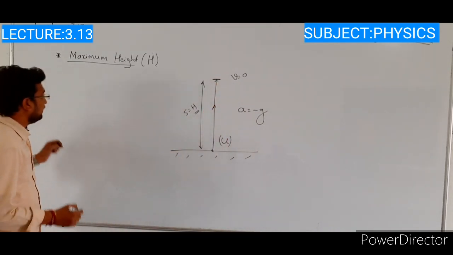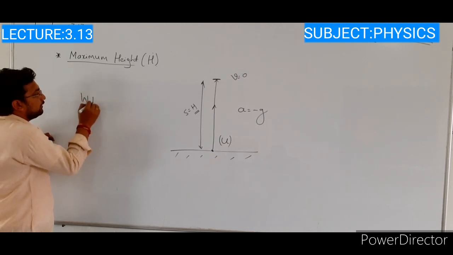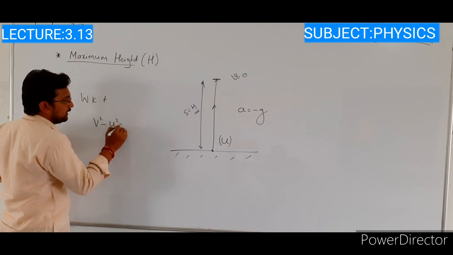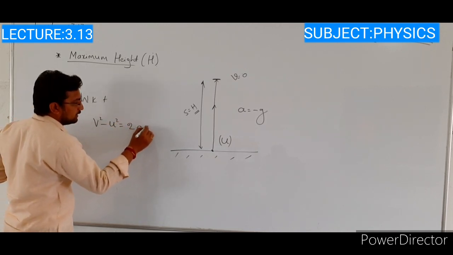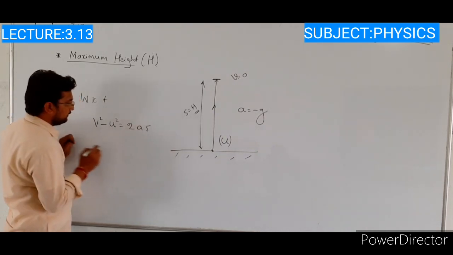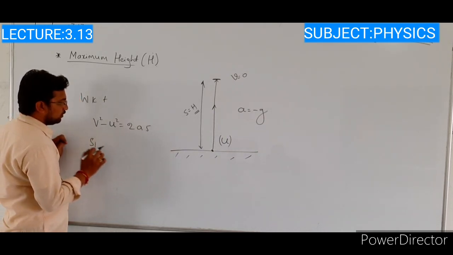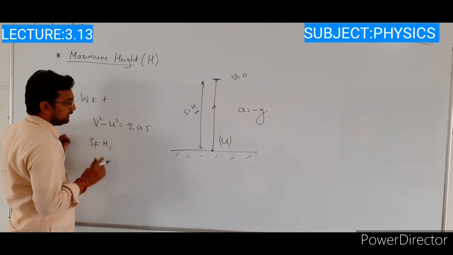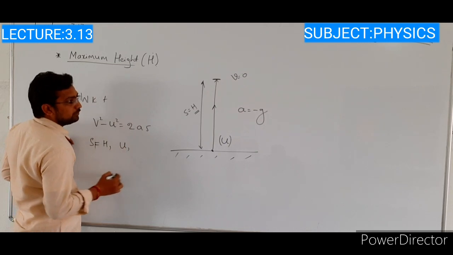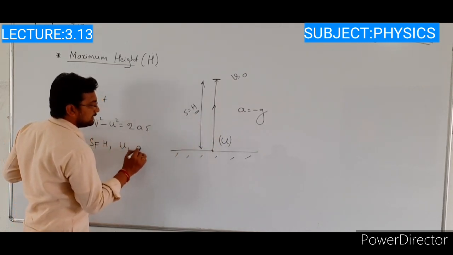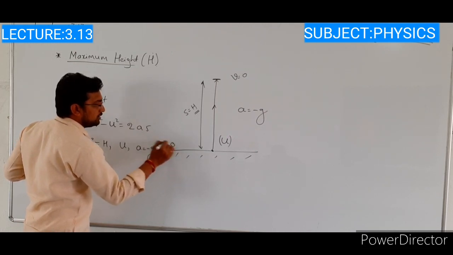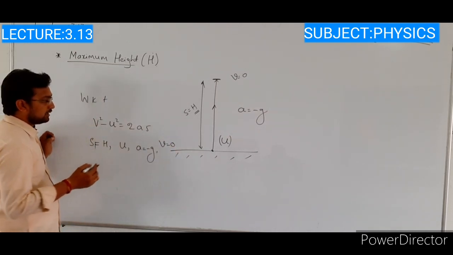Okay, see here. Already we know the equation of motion, that is v square minus u square is equal to 2as, right? Here already we know the conditions. The distance is equal to h, the maximum height. Here we are going to find the maximum height formula. Then initial velocity is u and acceleration, that is a, is equal to minus g. Then final velocity of an object is 0.